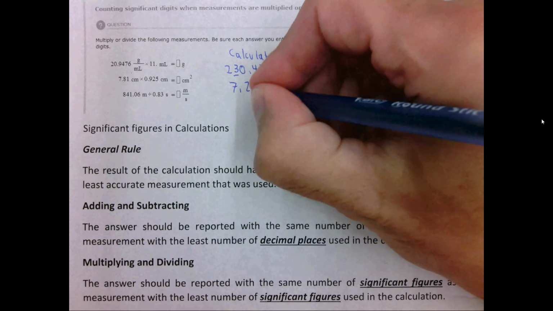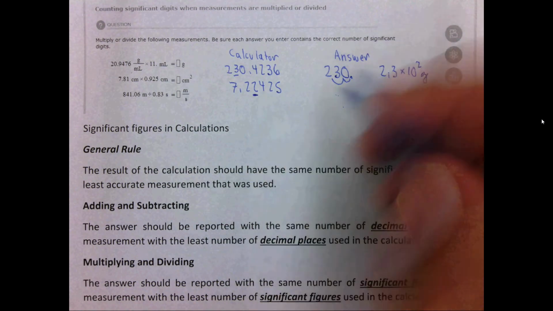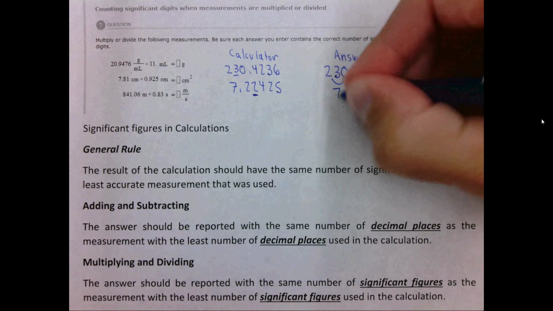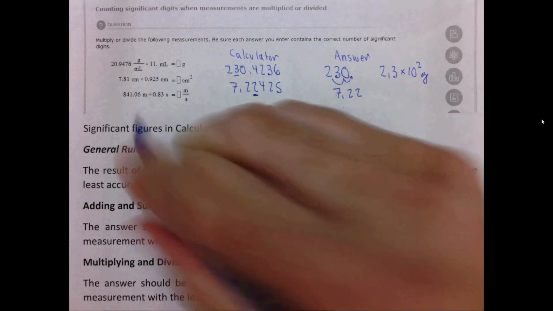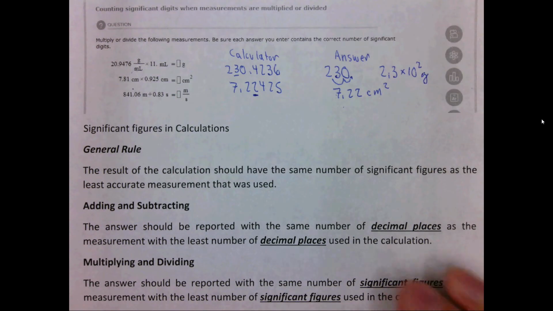Said another way, we care about this decimal place. Since this is a 4, we don't round up. So we can just write this as 7.22 centimeters times centimeters gives us centimeters squared.